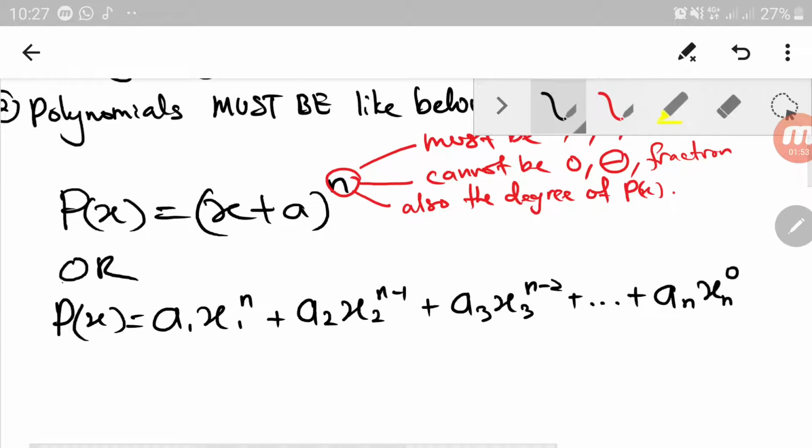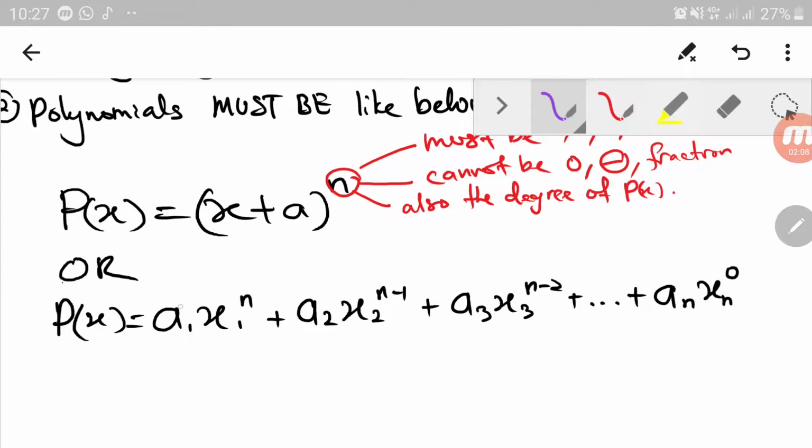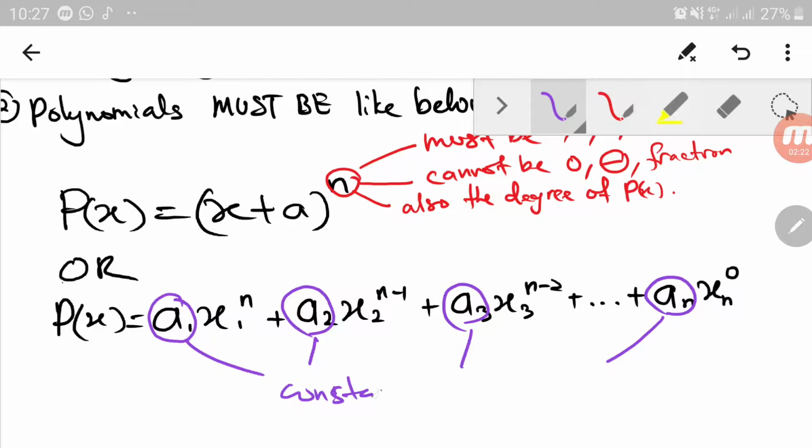So what we have here is a sub 1 x to the power of n plus a sub 2 x to the power of n minus 1 and so on until the end. Okay, from this list, what we have is the constants here. All the a's are constants, right? So all these we call constant terms, or coefficients.